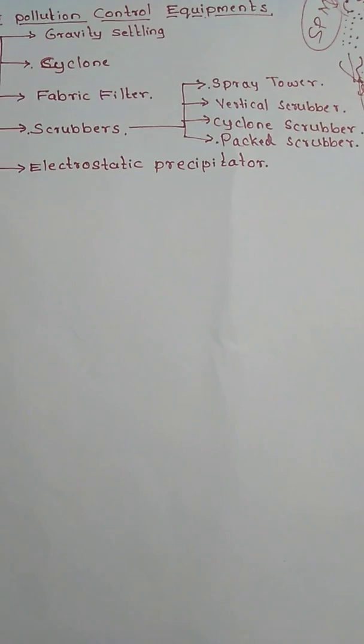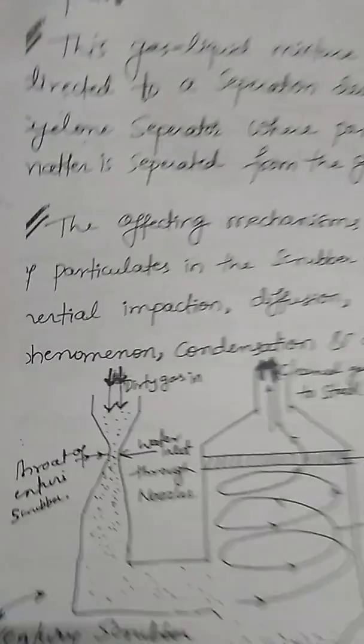Now the next is your Venturi scrubber. Here your Venturi scrubber is efficient in removing particles between 0.5 to 5 microns in diameter. It is going to be used for sticky kind of gases, and we are going to have a speed of around 60 to 120 meters per second.